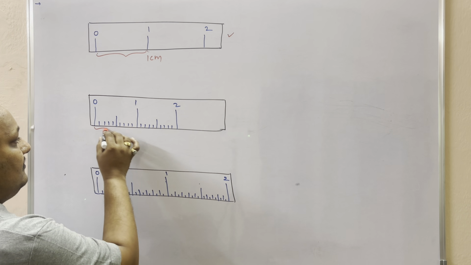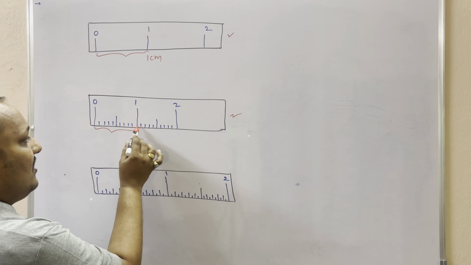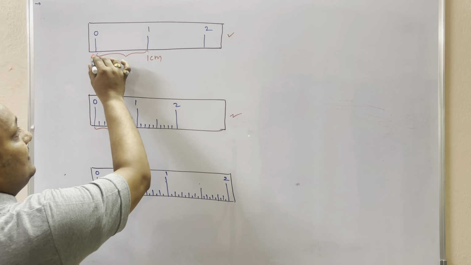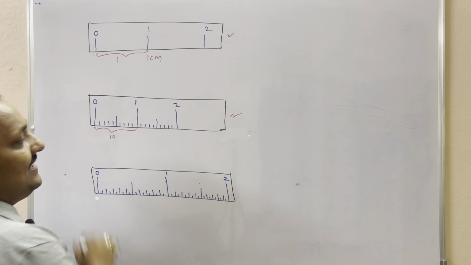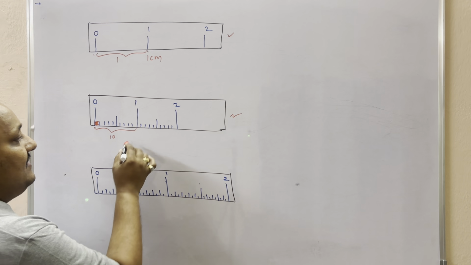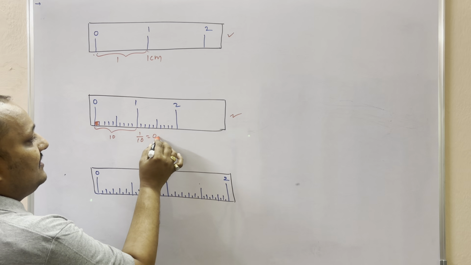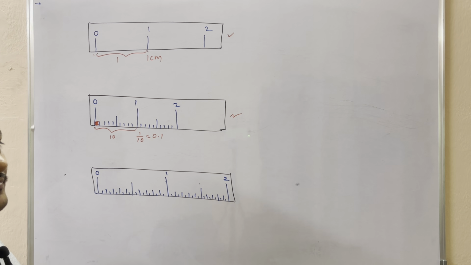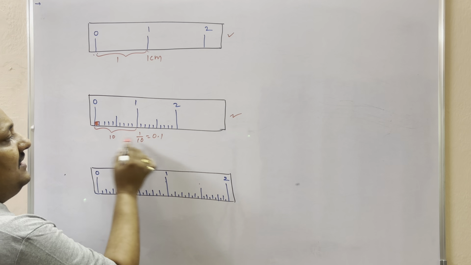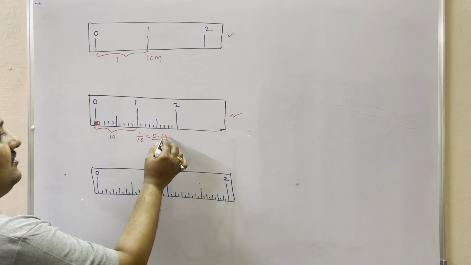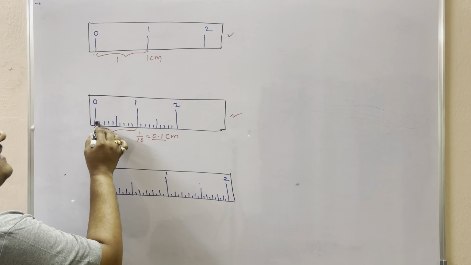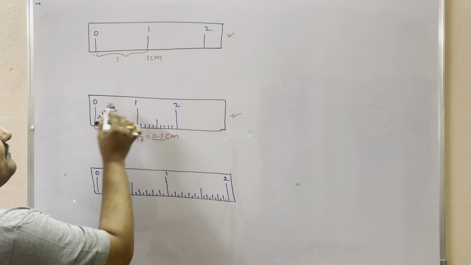In this other scale, between 0 and 1, how many divisions are there? 10 divisions are there. In the first, only one division is there. In this, 10 divisions are there. Therefore, each division value is 1 by 10, that is nothing but 0.1. Isn't it? So the least value is not 1 here. This is 0.1 centimeters. If you want to write in millimeters, each division value is going to be 1 mm.